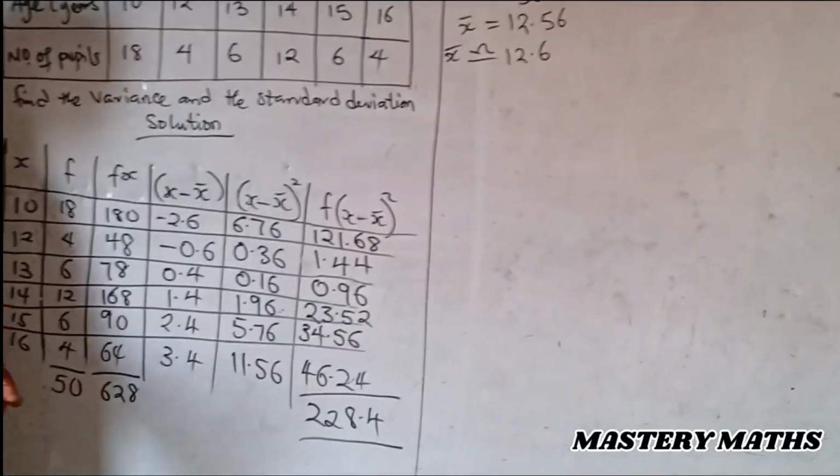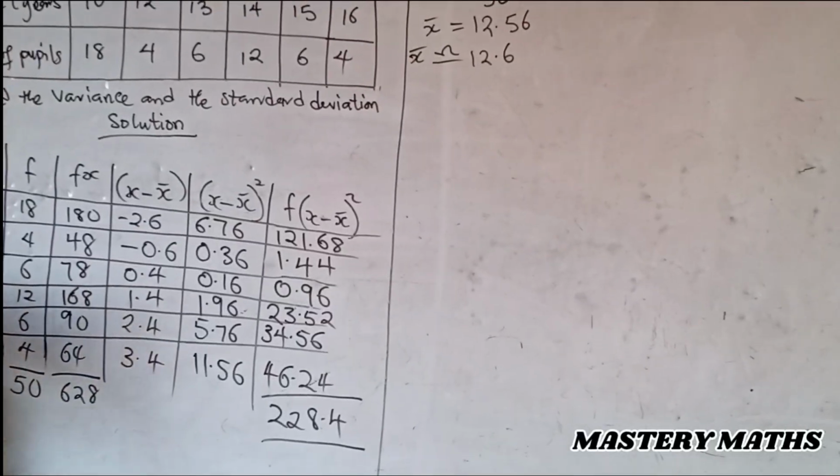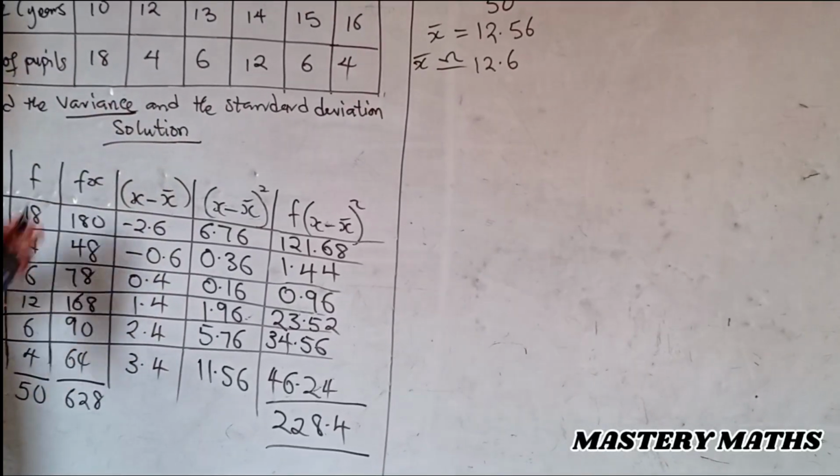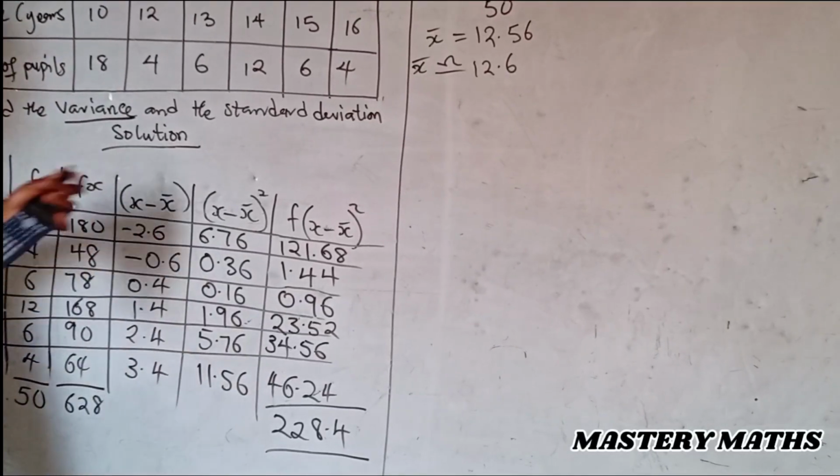Having done this, we've summed up all these figures, and it gave us 228.4. So with this now, we can answer our question. The question says find the variance. With the help of this, we can look for the variance.